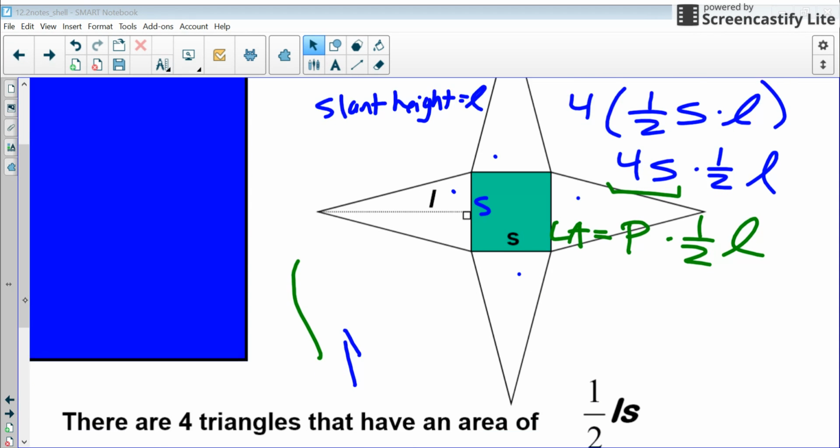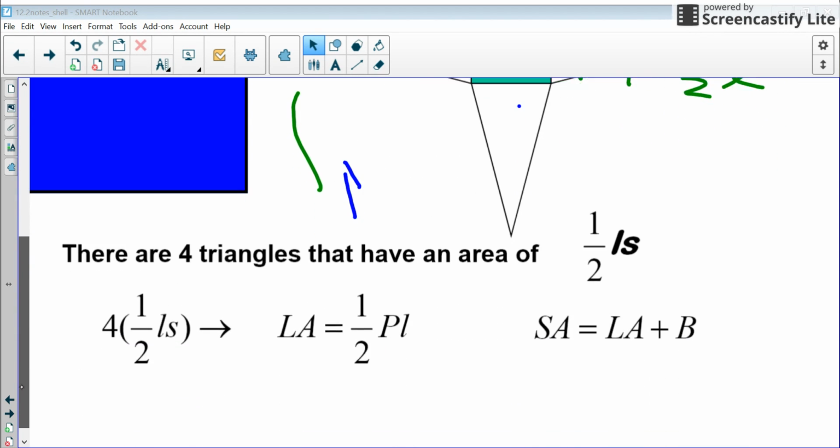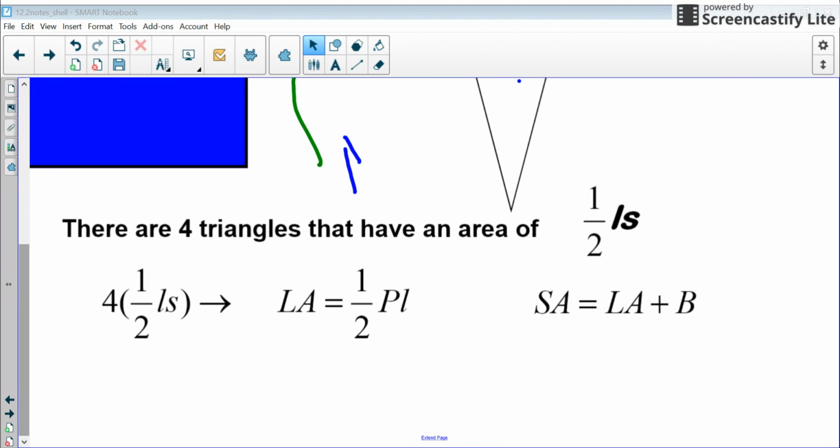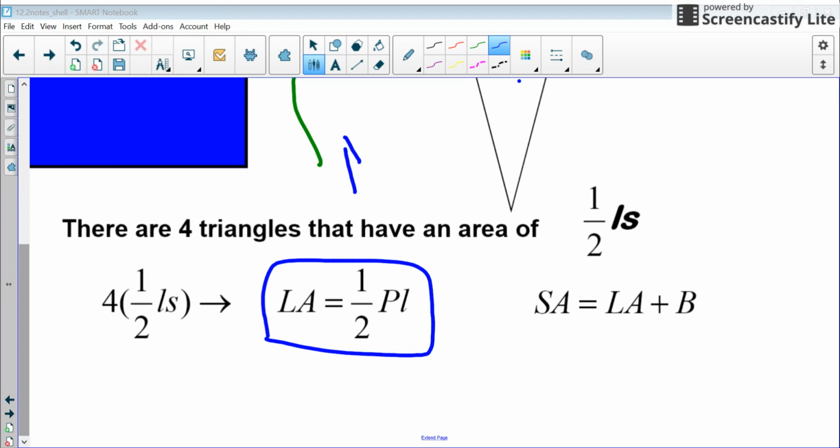If you slide down here, since each triangle has an area of 1/2 LS, all 4 of them are going to have an area of 1/2 PL. So this is how we're going to find our lateral area for our pyramids. And then to find our surface area, we just need to add the base. And in this case, we're only going to have one base because we have that vertex there at the top.